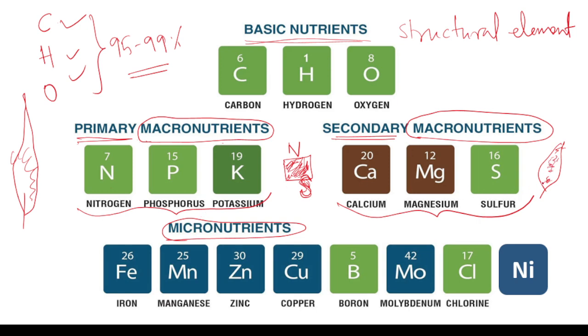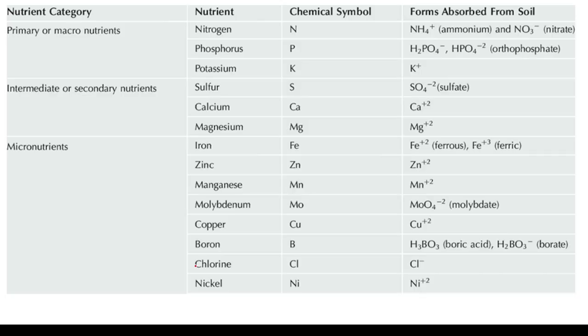And some portion of the leaf you can see, or some part of this plant you can see. Now come to the micronutrients. Micronutrients means they require very small quantities, okay, and some of these are cations. Only boron and chlorine are anions, okay. Now see: iron, manganese, zinc, copper, boron, molybdenum, chlorine, and nickel. Nickel is the last element that was found to be essential. Clear?